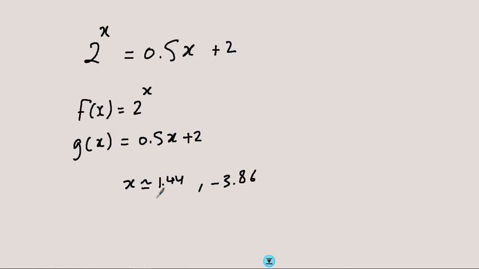And note that because we started with something of the form f of x equals g of x, i.e. an expression in x equals another expression in x, my solution would simply require me to list the values of x where the left hand side is equal to the right hand side, which is the 1.44 approximately and the negative 3.86. There is no need for the y coordinate.